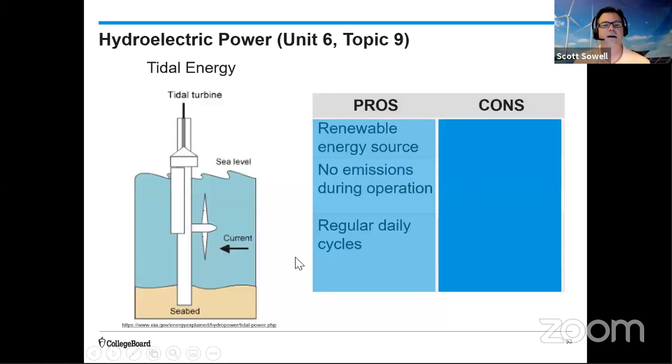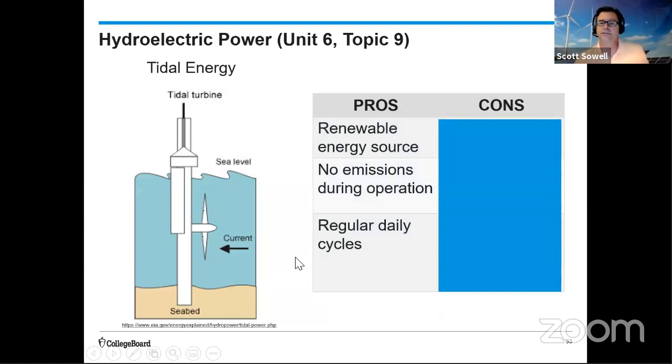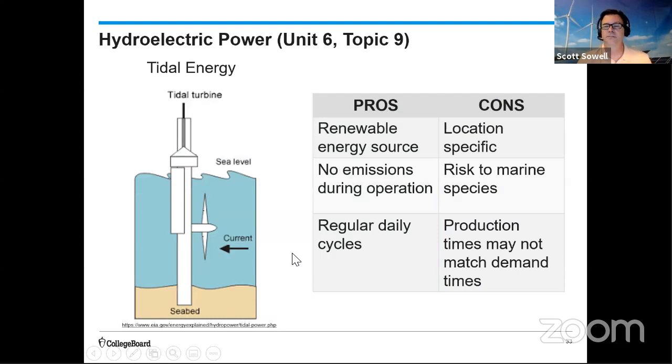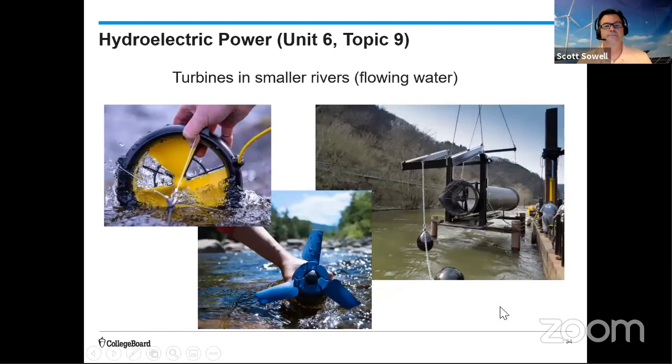So let's look at some pros and cons. Clearly, again, it's a renewable energy source. There are no emissions during operation, and it's regular. The tides are going to come and go twice a day, and you can count on them. Cons, like we said before, it's location specific. There's probably some risk to marine species, just like the wind turbines are a risk for birds and bats. And as the video clip said, the production times may not match the demand times. Electricity would be generated when the tides are high and low, but you may need electricity in between the tides, and that wouldn't work very well.